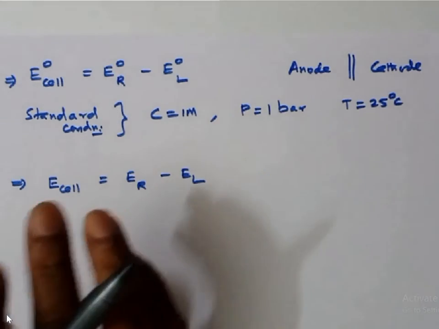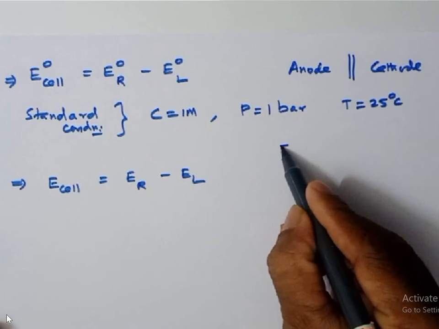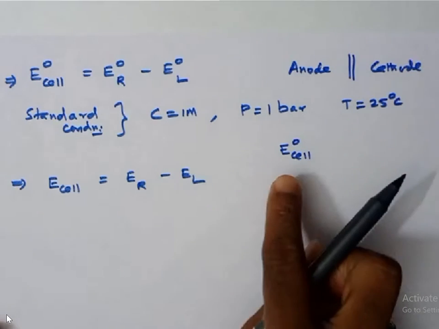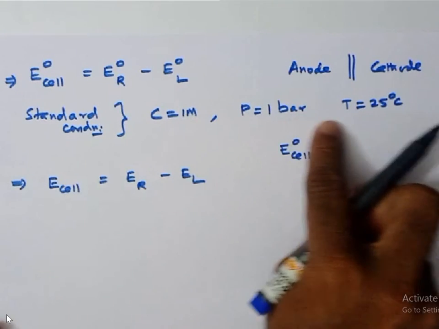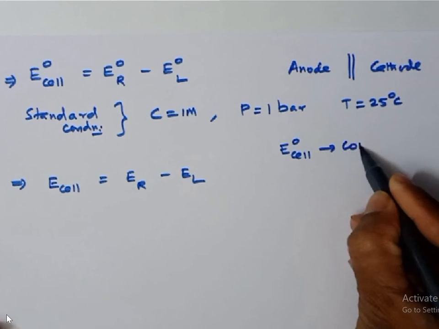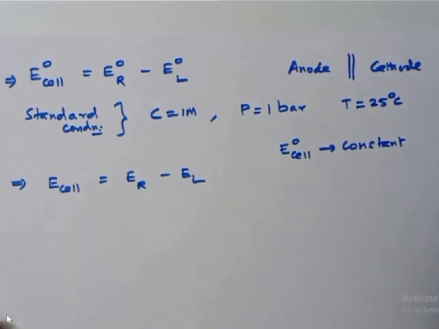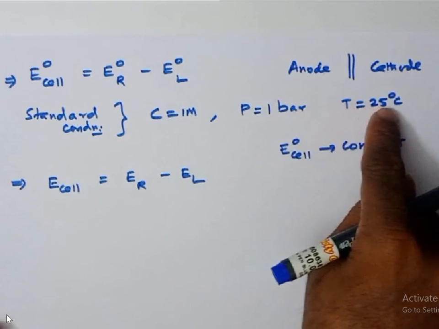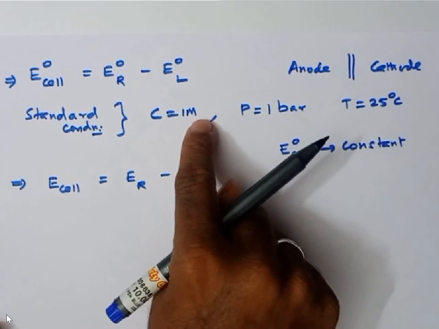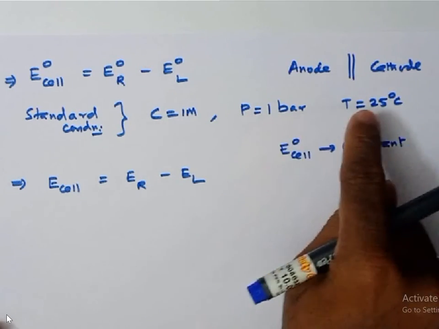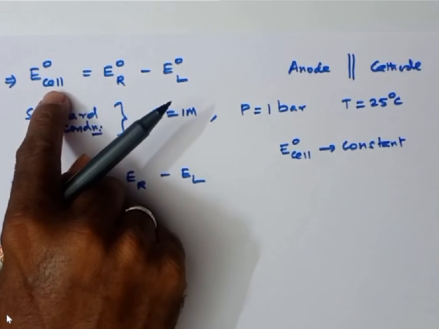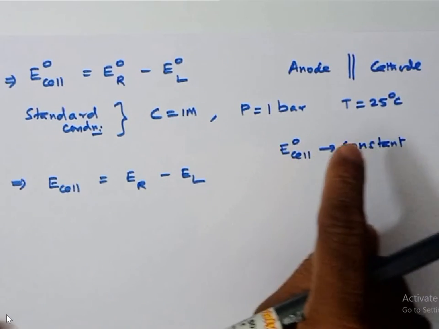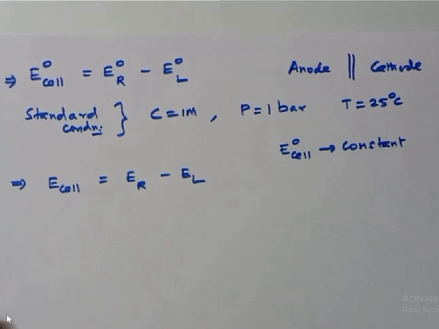Students, observe this carefully. Since we are maintaining these conditions, E0 cell is a constant for the cell. Because you are keeping all these quantities constant: if you keep 1 molarity, 1 bar pressure, and maintain the temperature at 25 degrees, then you get a potential called the standard cell potential. The standard cell potential is a constant for a given cell.